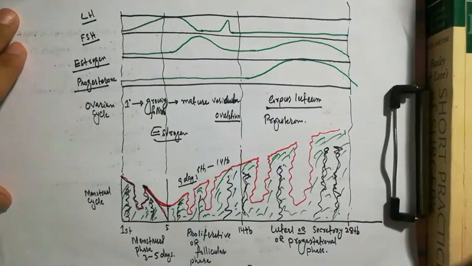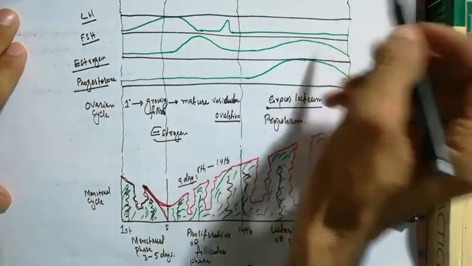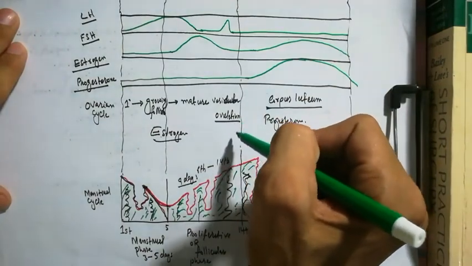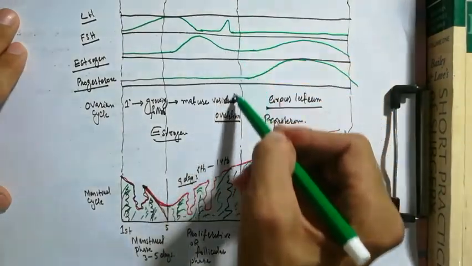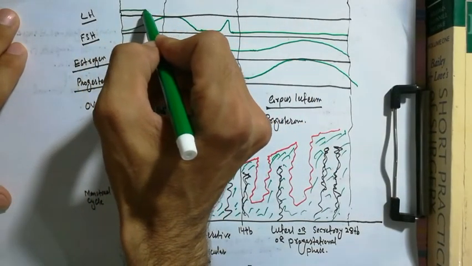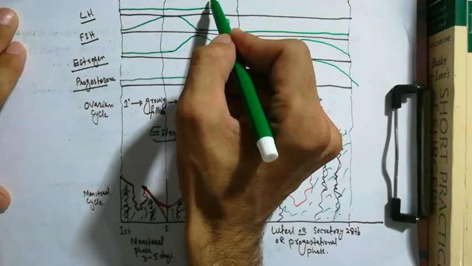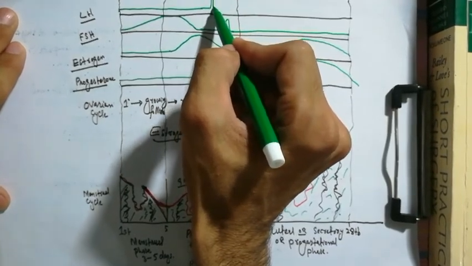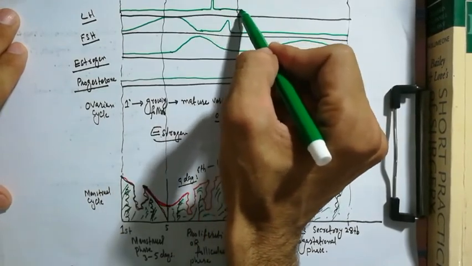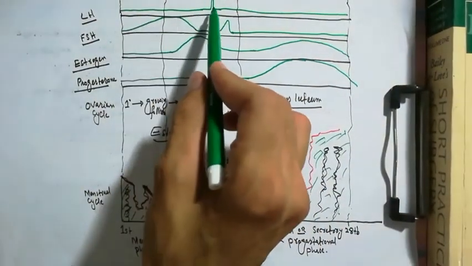And luteinizing hormone is normally secreted in low quantity, but just before ovulation a luteinizing hormone surge occurs. At this time ovulation occurs. So the graph of luteinizing hormone is just before ovulation. The concentration of luteinizing hormone is increased very much, and then like this. So this is the graph of luteinizing hormone.